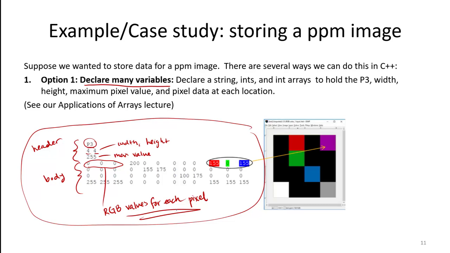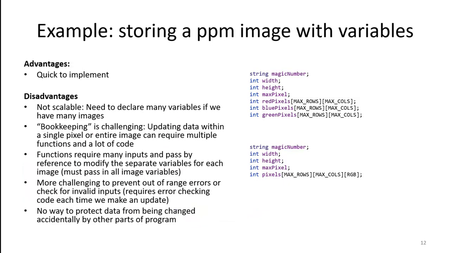So this isn't a bad approach. It certainly works, but it definitely has some significant advantages and limitations. Let's take a closer look. If we wanted to store all the data for a PPM image using just a bunch of variables, the main advantage is that this is quick to implement. You just write the code here, maybe write a couple functions, and you're good to go.